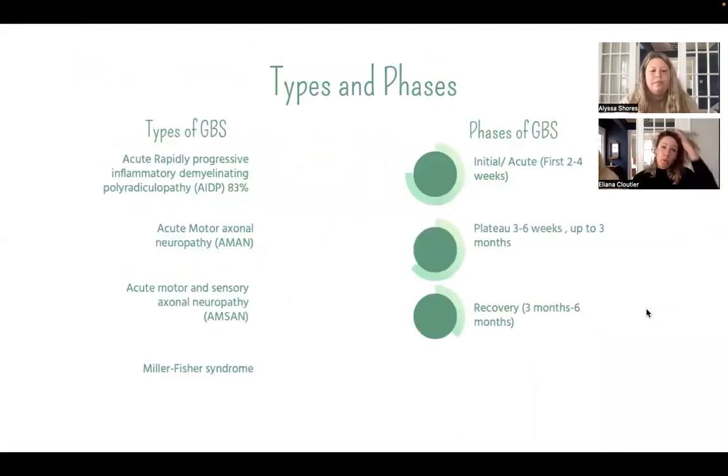Right. So like I said, there are 4 different types. The most common is going to be the acute one, we call it AIDP. And I said roughly 85% of GBS is going to be that, and that's bilateral. And then there's also one that just affects the motor axons. So you'll still have sensation, but no motor, no tone, very flaccid, no spasticity. And then the other ones are pretty rare: Miller-Fisher and the acute motor and sensory axonal neuropathy. That's when it affects both, kind of alternating.